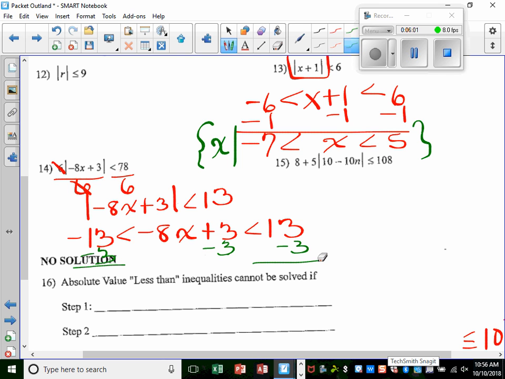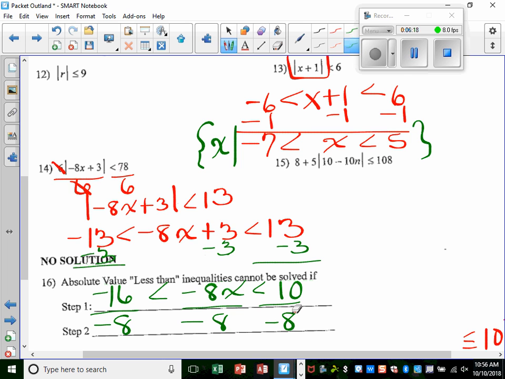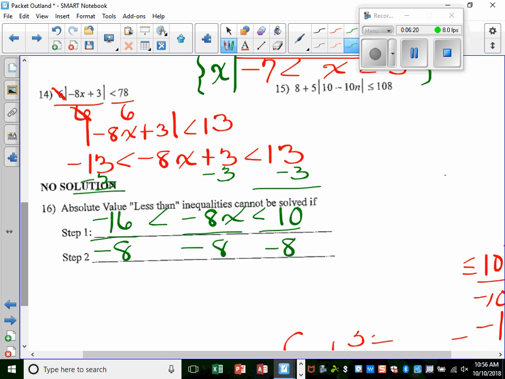Okay. So that's going to give me, and I'm just going to write it down here, negative 16 is less than negative 8x, which is less than 10. All right, and then just divide by the negative 8. But what's going to happen since I'm dividing by a negative 8? Right, so we're going to reverse the symbol. So this will actually give us, if we reduce 16 over, that's going to be 2, right? So we're going to say 2 is greater than x, which is greater than negative 5/4.